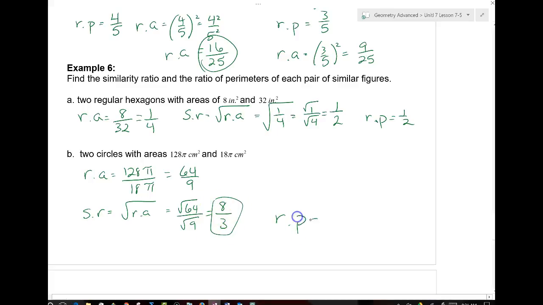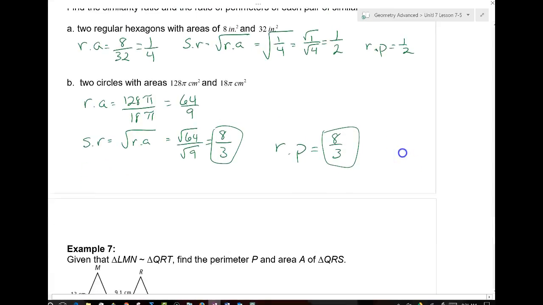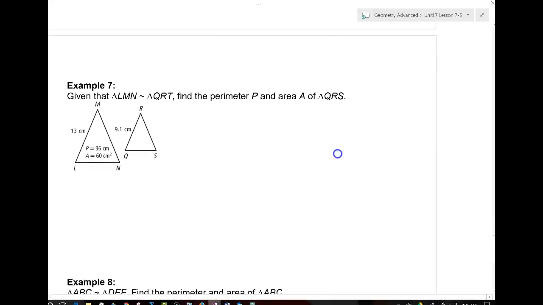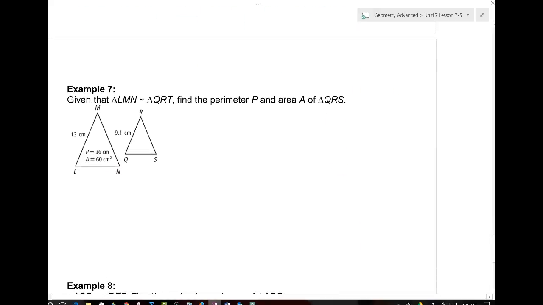What's your ratio of perimeter? 8/3. Guys, isn't this kind of made easy? Probably after what we've been doing, this is almost too easy for you guys. So remember, similarity ratio and ratio of perimeters are equal. The ratio of area is the square of our similarity ratio. All right, now let's actually do some math that this works with. And you'll have a lot of problems like this.